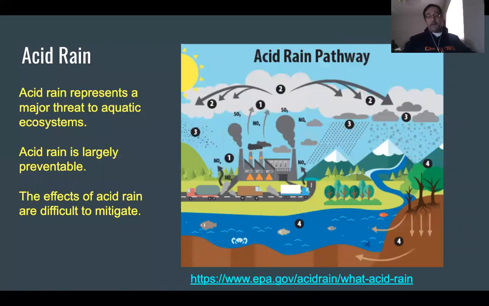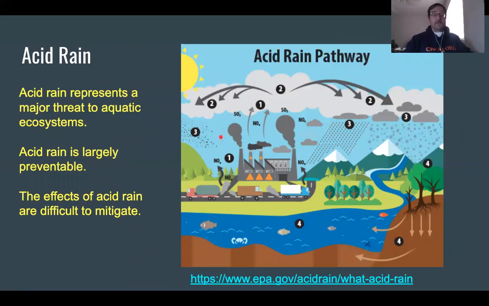So the acid rain pathway, really quickly, is another example here. It shows, in this case, sulfur dioxide and nitrogen dioxide rising up from the fossil fuels. Here's the sulfur dioxide from the burning of fossil fuels in power plants. We learned, of course, back in the electricity unit, that the province of Alberta burns coal to create the majority of the electricity used in the province of Alberta.